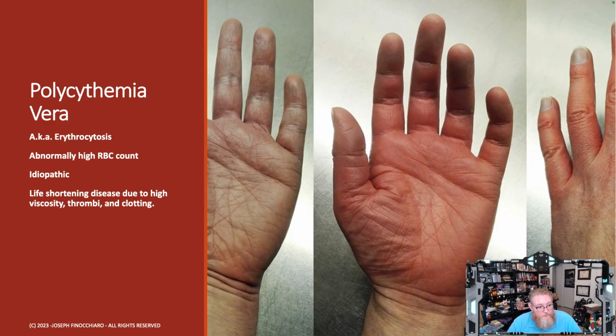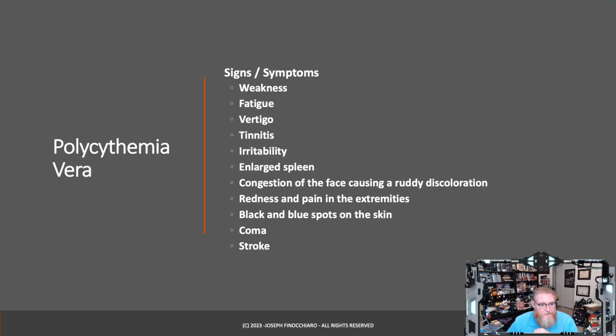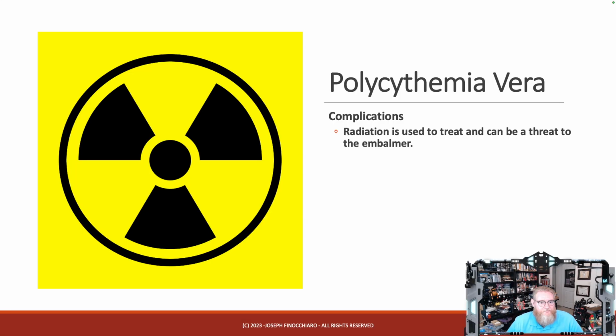Polycythemia vera, or erythrocytosis, is an abnormally high red blood cell count. It is idiopathic. We don't know what causes it. It is a life-shortening disease due to high viscosity, thrombi, and clotting. Signs and symptoms of polycythemia vera include weakness, fatigue, vertigo, tinnitus, irritability, enlarged spleen, congestion of the face causing a ruddy discoloration, redness and pain in the extremities, black and blue spots on the skin, coma, and stroke.